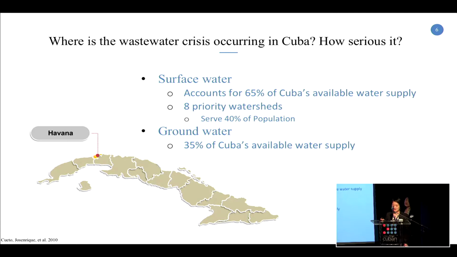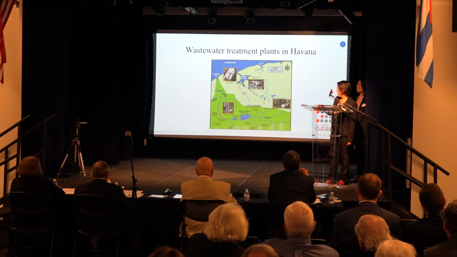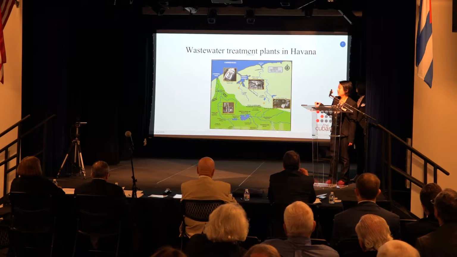So in Cuba, the wastewater treatment crisis is occurring in much of the surface water, and the surface water accounts for 65% of Cuba's available water supply, and there are 8 priority watersheds, which serve 40% of the population. As you can see here, there are existing wastewater treatment plants in the lower Almendares River, which is the Maria del Carmen wastewater treatment plant, and then above the Havana Harbor, which are the Lower Luyano and Upper Luyano wastewater treatment sites.